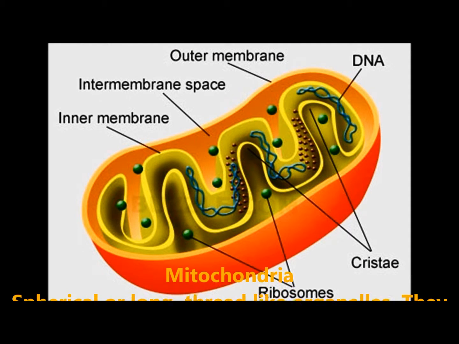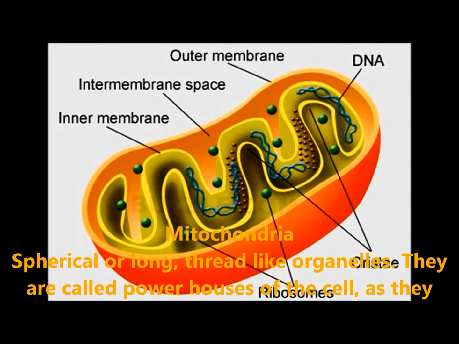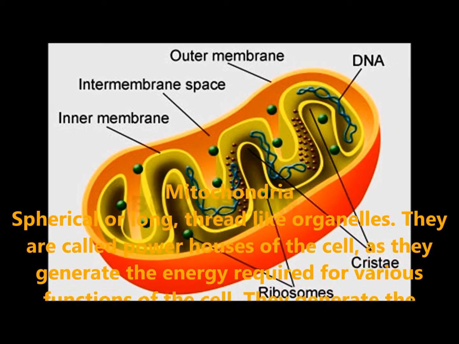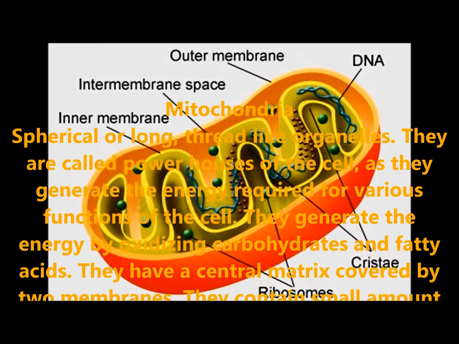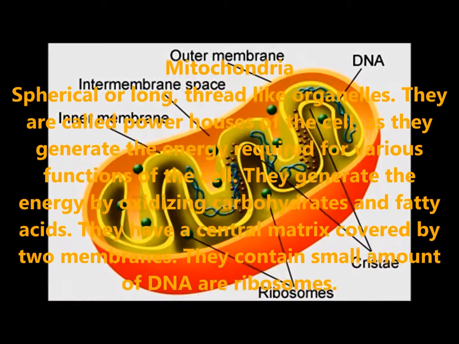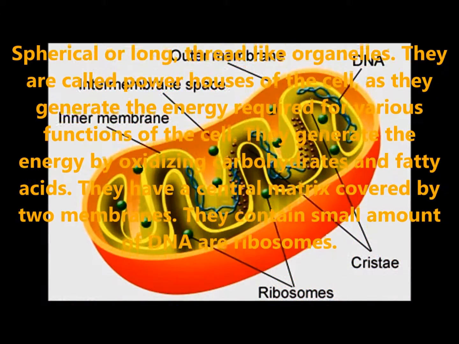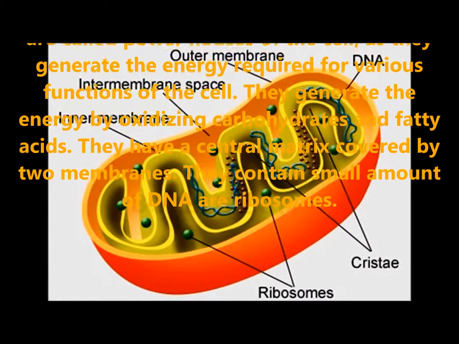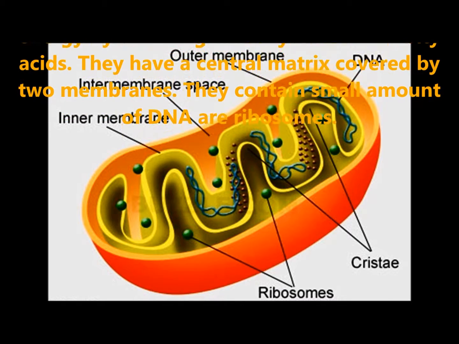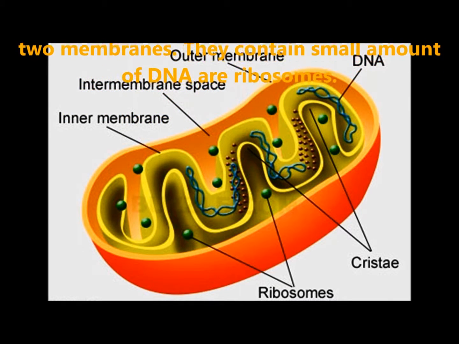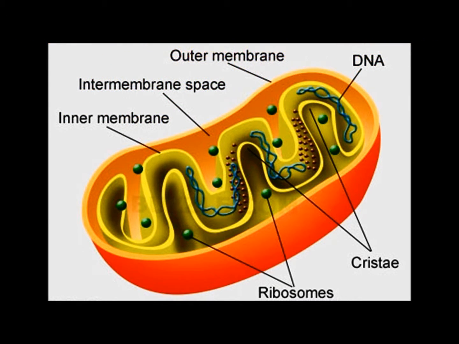Mitochondria. Spherical or rod thread-like organelles. These are called the powerhouse of the cell, as they generate the energy required for various functions of the cell. They generate the energy by oxidizing carbohydrates and fatty acids. They have a central matrix covered by two membranes. They contain a small amount of DNA and ribosomes.